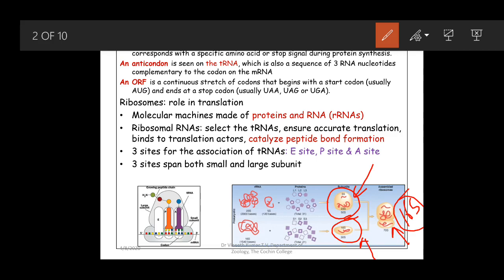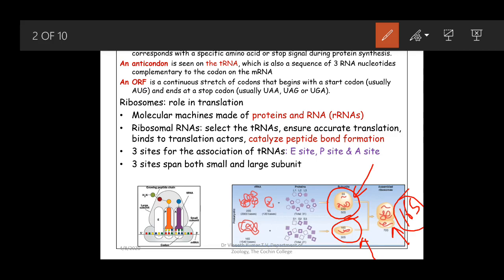tRNAs interact with the ribosome. There are three sites, and they are named according to what the tRNA does in that particular site. They are named from left to right as E, P, and A. E is for exit site, P is for peptidyl site, and A is for aminoacyl site. So these are the three sites seen in the ribosome.